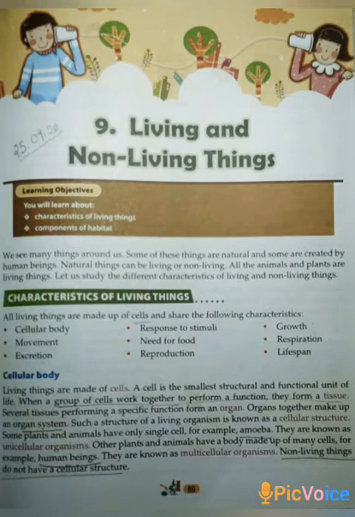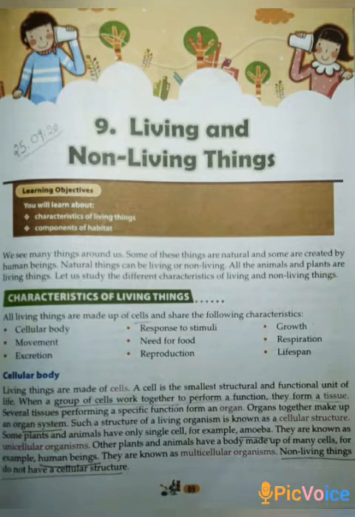Several tissues performing a specific function form an organ. Then organs together make up an organ system. Such a structure of a living organism is known as a cellular structure.